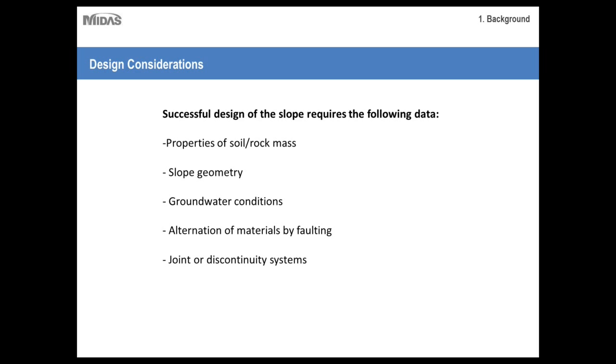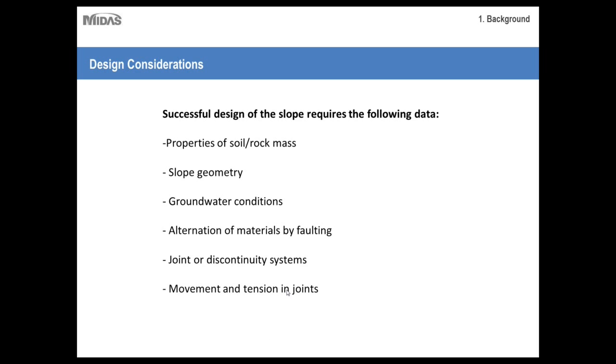Joint or discontinuity system. Once again, you want to see how the soil strata differs along the length of your slope, because different soils have different properties, and those properties react differently to shear stressing, thus affecting the stability of your slope overall. And then movement and tension in joints.